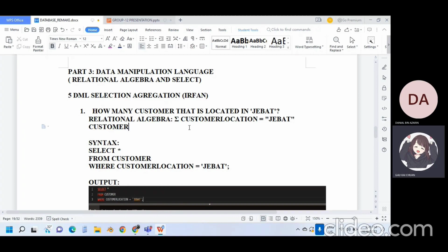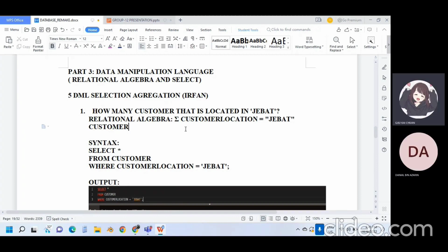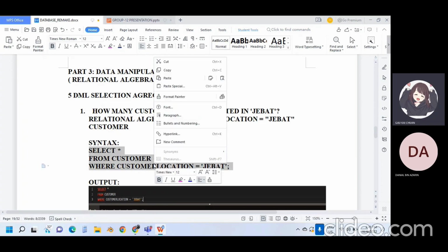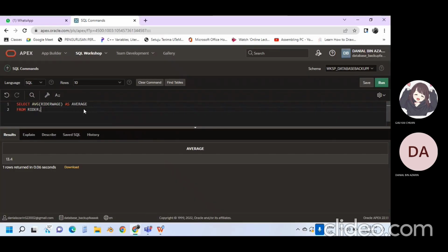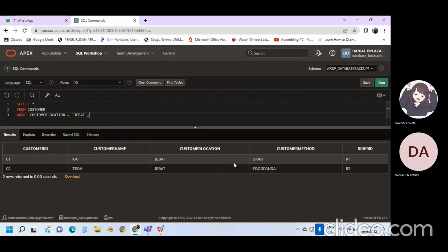Okay, so for aggregation, question 1: how many customers are located in Jebat? The syntax is select from customer where customer location equals Jebat. The output will be as below. So we open Apex and then we type in the SQL, and then it will show the output like this. It shows that the customer location for both customers is Jebat.